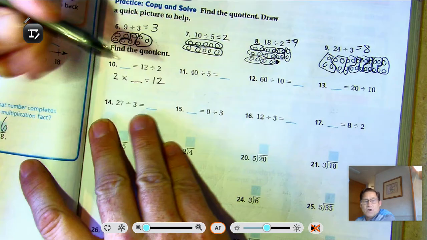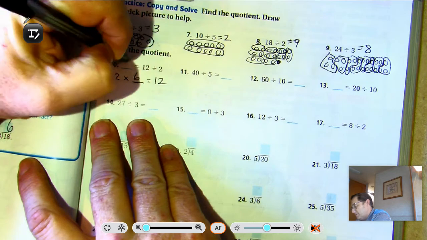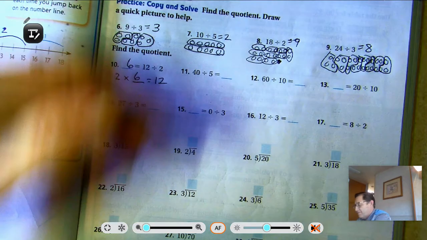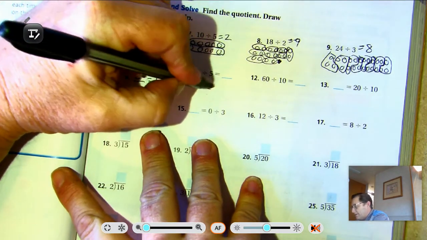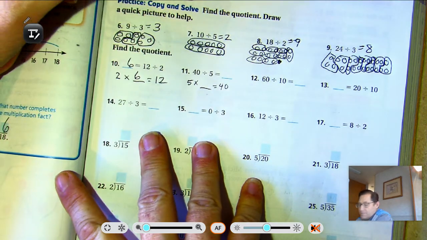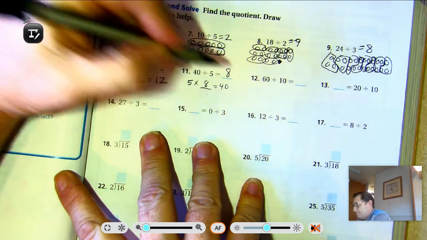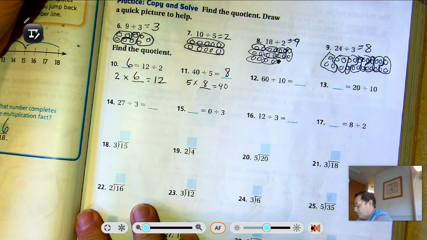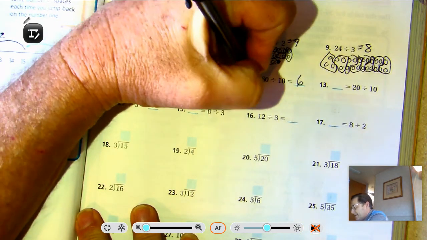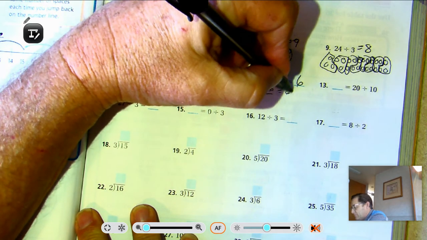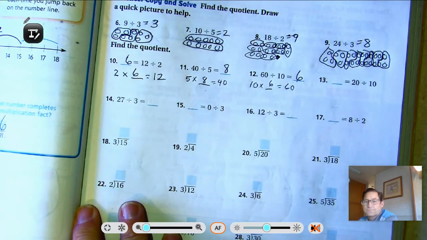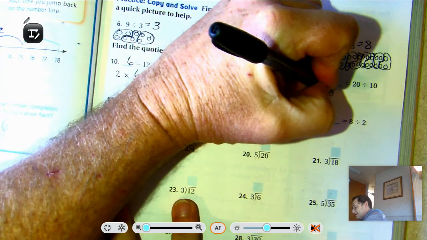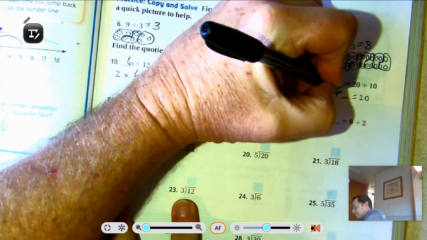So 2 times what is 12? 6. 5 times what is 40? 8. 60 divided by 10. Okay, well that's 6, right? 10 times 6 equals 60. 20 divided by 10. 10 times what is 20?